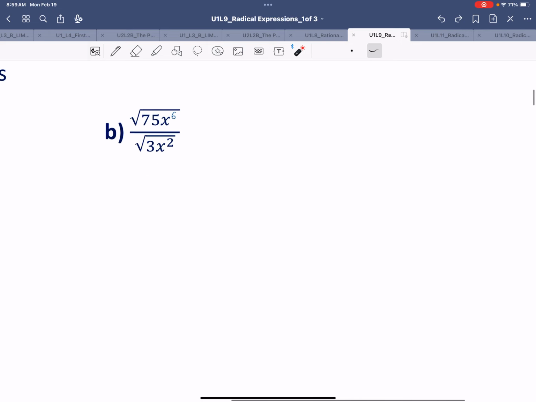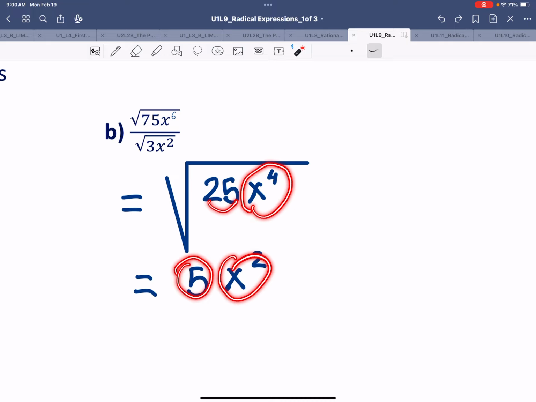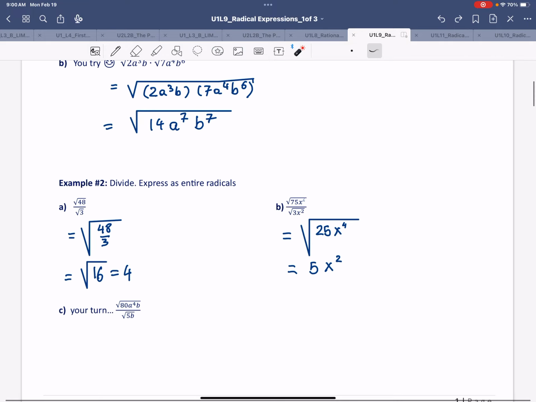So next example, we have the square root of 75x to the power of 6 divided by square root of 3x squared. Again, both are radicals with same index, index 2, which means that they can come inside the same radical. So we have 75 over 3, that's 25, x to the power of 6 minus 2, which is 4, and the square root of 25 is 5. The square root of x to the power 4 is x squared, so 5x squared would be the answer.